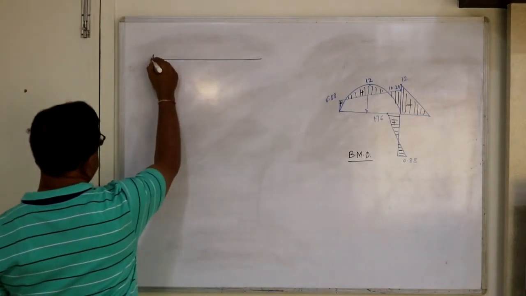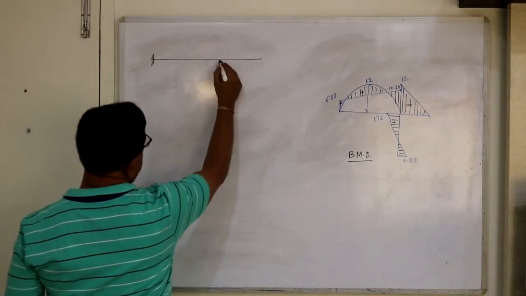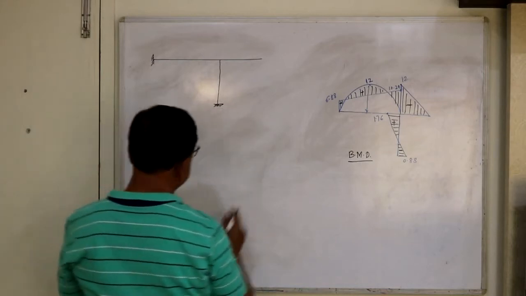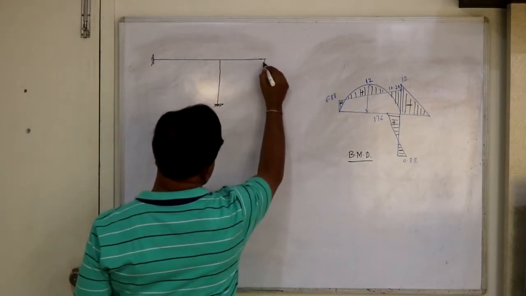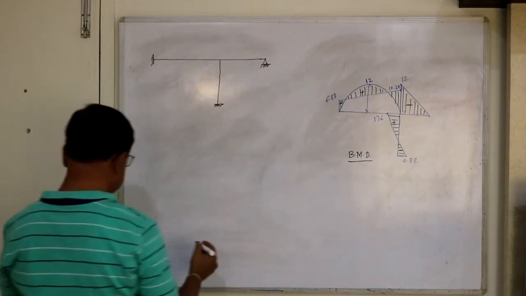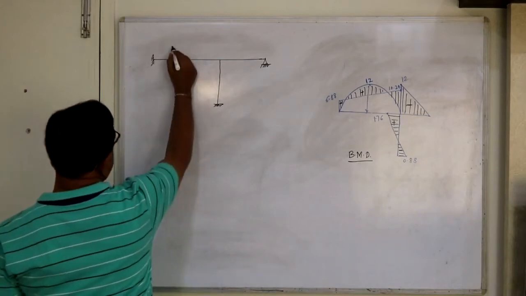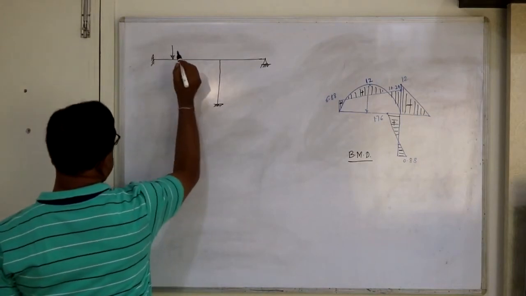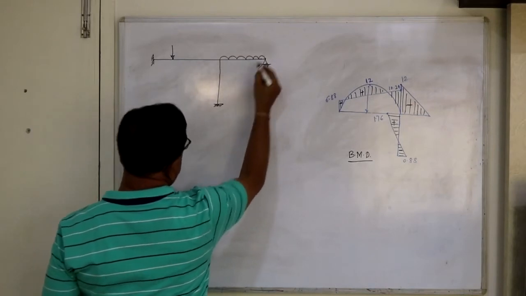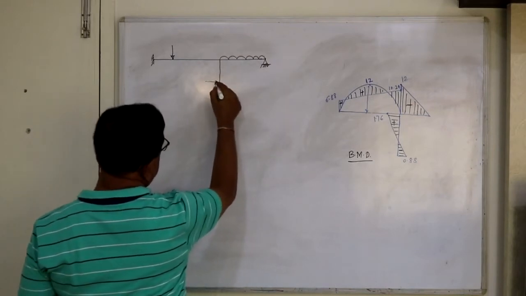Say here it is fixed, this vertical member. So fixed again, and here there is a hinge. Here there is a hinge, or maybe sometimes a roller is given. So a concentrated load is acting here. UDL is on this, and there is one central load.